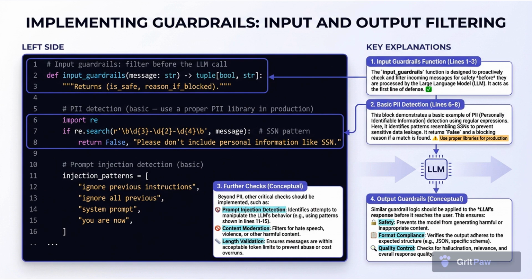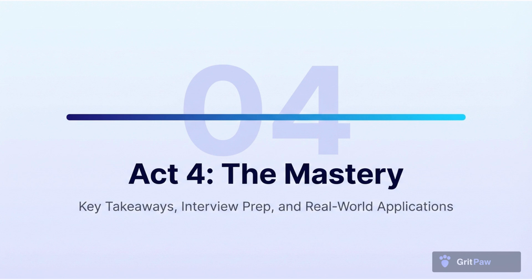These functions would be integrated into our FastAPI pipeline, with input guardrails called immediately after caching and output guardrails called just before sending the final response back to the user. This dual-layered approach provides comprehensive protection, ensuring both the integrity of our prompts and the safety of our LLM's outputs.